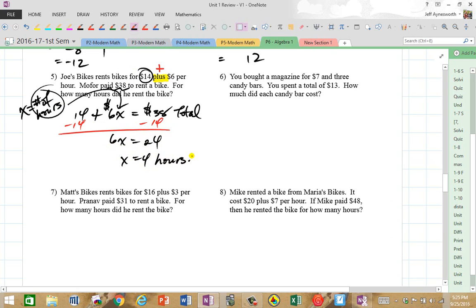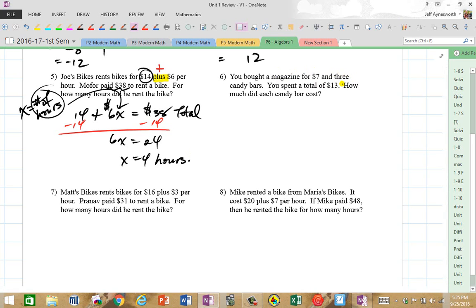Okay. Now in this next situation here, let's suppose you bought a magazine for $7, and you had 3 candy bars, and you spent a total of $13. How much did each candy bar cost?